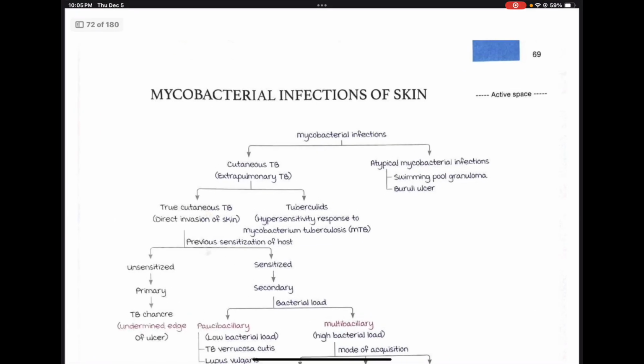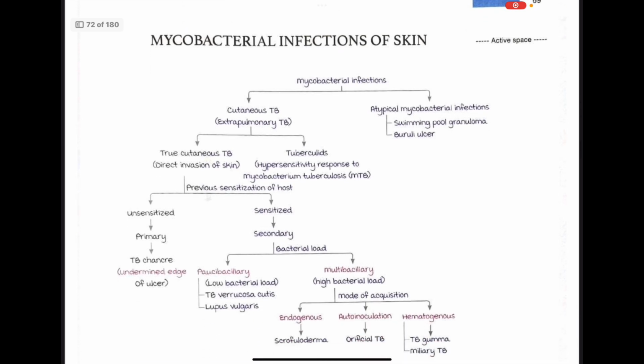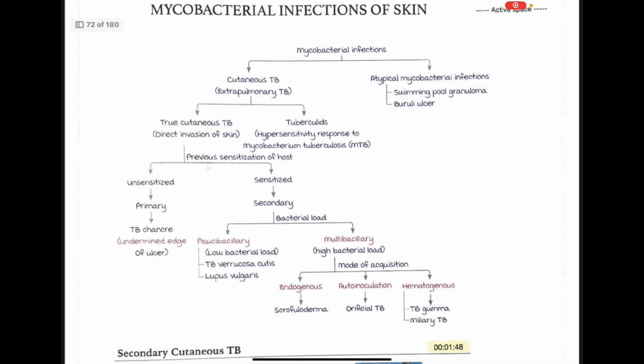Mycobacterial infections of skin. Mycobacterial infections can be divided into cutaneous TB or atypical mycobacterial infections. Atypical comes about swimming pool granuloma and Buruli ulcer. That's it. But cutaneous TB, that's also called extrapulmonary TB, can be true cutaneous TB or tuberculids.